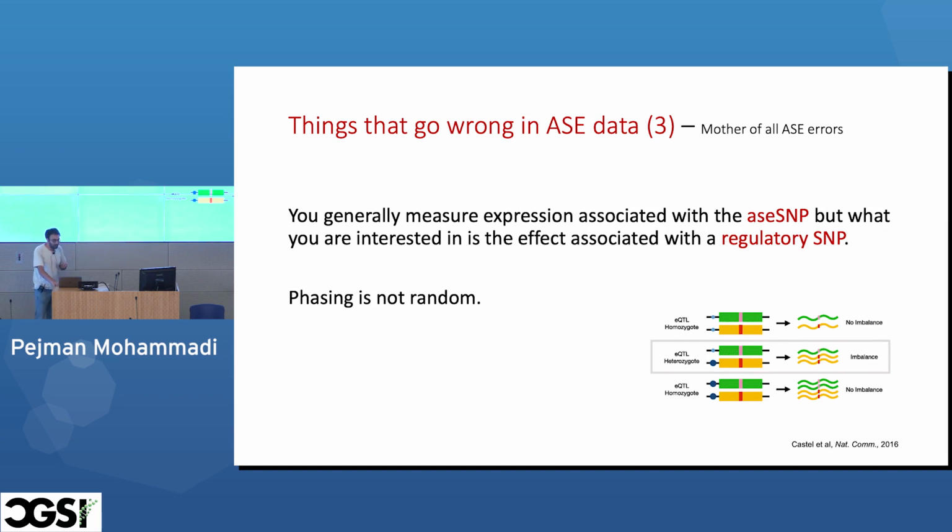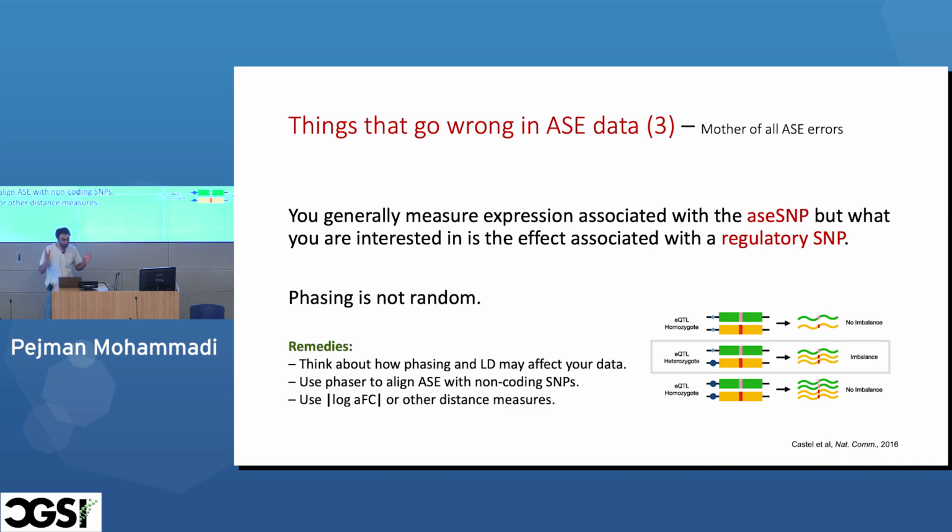What happens is that you interpret your ASC data as if it is actually giving you a signal about the gene, about the SNP you're actually interested in. That is something that most regularly happens. You see papers that are published that are entirely doing that. So don't do it. The remedy is just to think about it. Just know that those things are different.